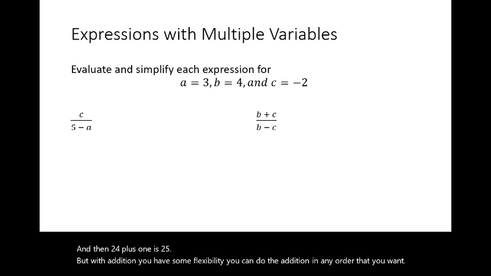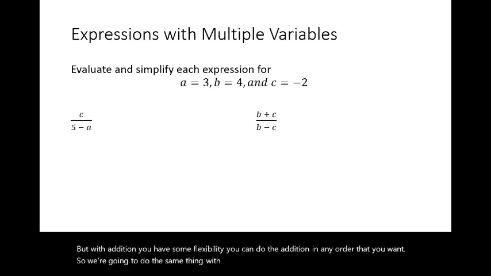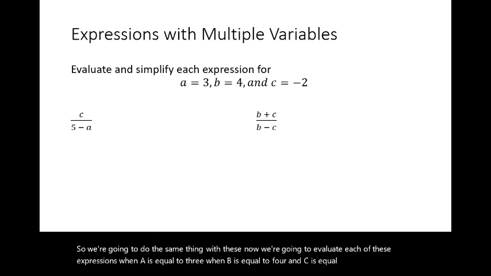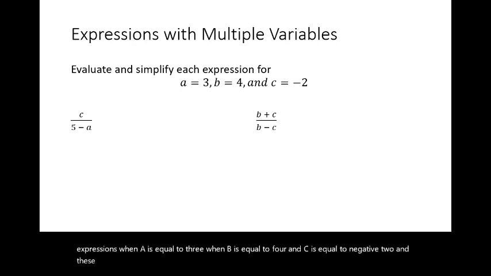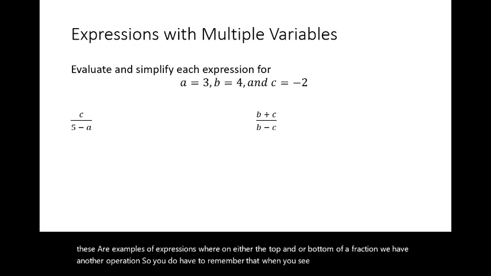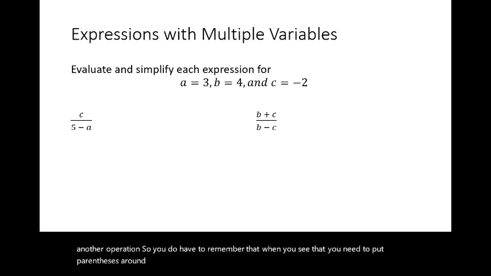So we're going to do the same thing with these. Now we're going to evaluate each of these expressions when a is equal to 3, when b is equal to 4, and c is equal to negative 2. And these are examples of expressions where on either the top and or bottom of a fraction, we have another operation. So you do have to remember that when you see that, you need to put parentheses around that operation because you can only divide two numbers at a time.